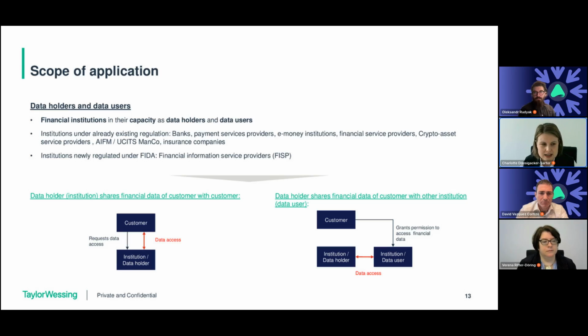And with regard to sharing the data, FIDA distinguishes between two basic structures: the two-party structure and the three-party structure. The two-party structure is the direct sharing of data between the customer and the institution, and the three-party structure is where two institutions share the data and the customer just agrees to this structure, basically. We have drawn some little pictures here to outline these two basic structures of FIDA.